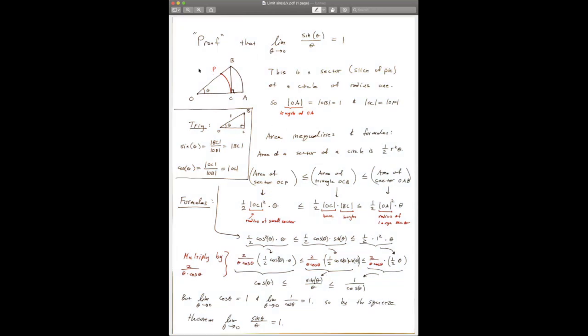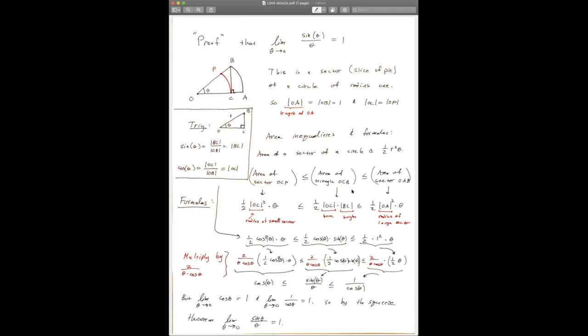So anyway, the area of this smaller sector, OCP, is smaller than the area of the triangle OCB, and that's smaller than the area of the larger sector OAB, which I've written right here. And then we have the formulas for these things. Triangle area is 1/2 base times height. The area of a sector is something that people tend to forget. The area of a sector is 1/2 r squared times theta.